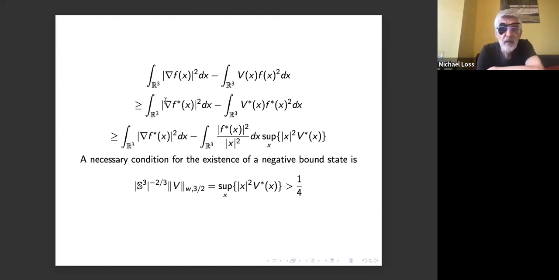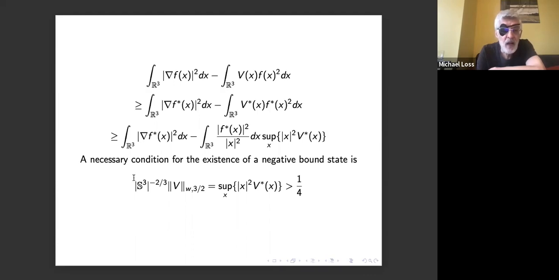So this is negative. Well, you do the symmetric decreasing rearrangement. That lowers this term. You do the symmetric decreasing rearrangement on V and F. That increases this term, but you have a minus sign here that lowers this again. And then you do something interesting, namely you divide by x squared and multiply by x squared and pull out the supremum of this term.